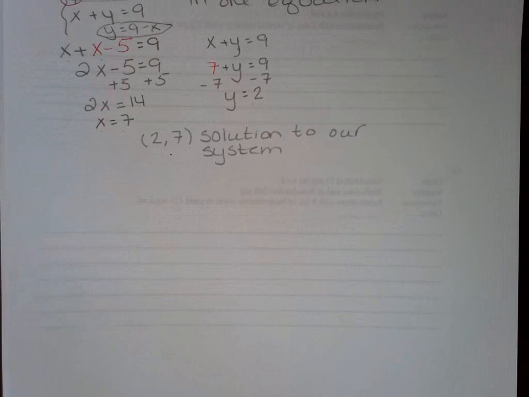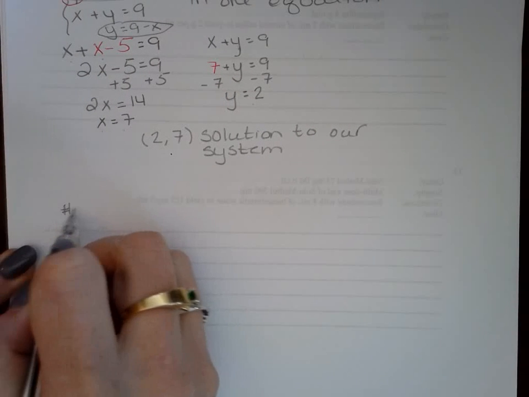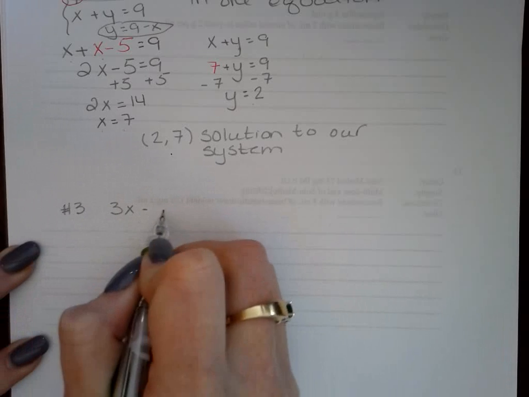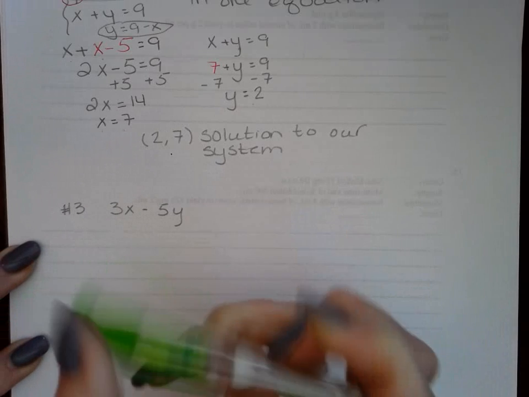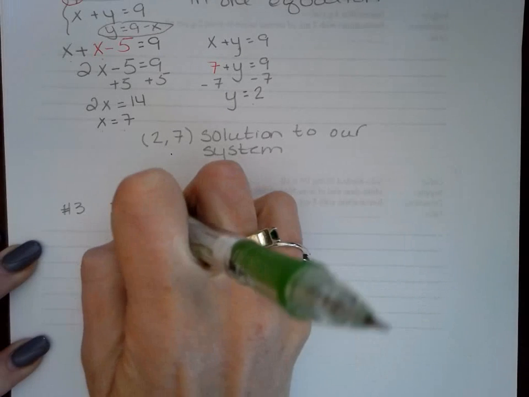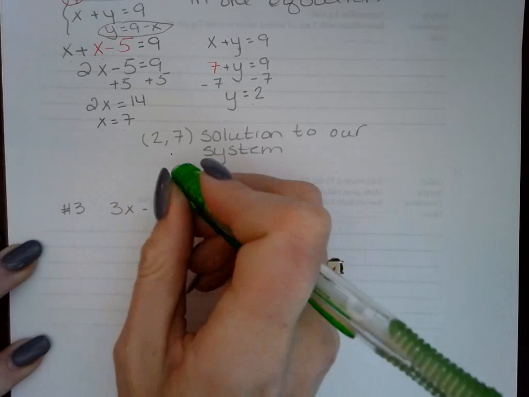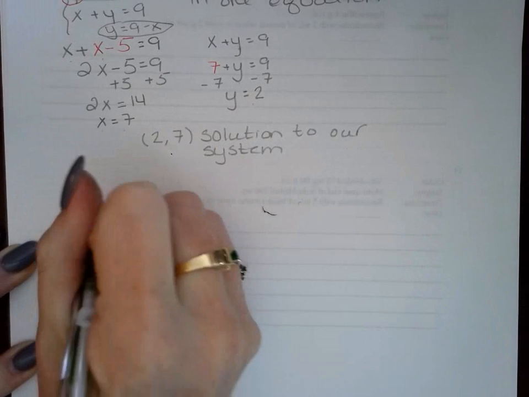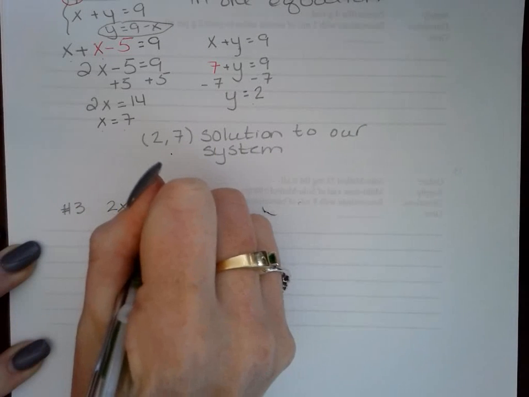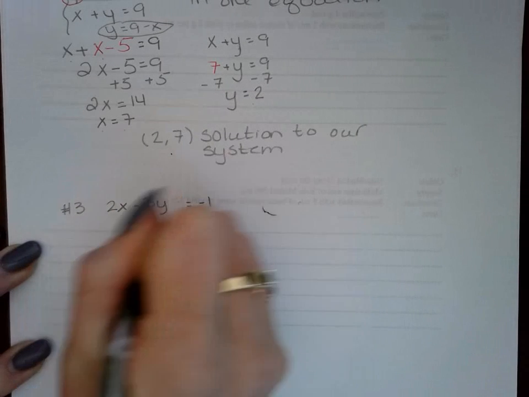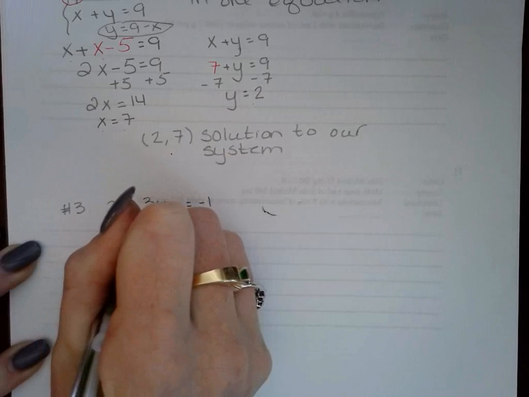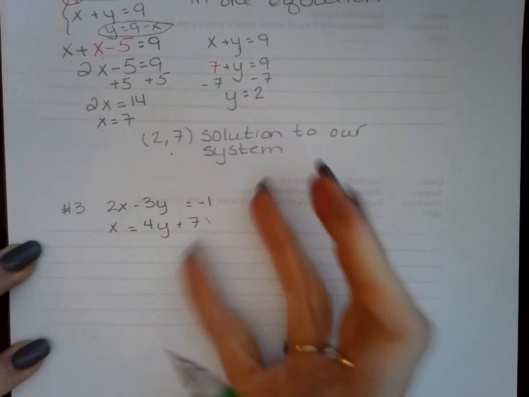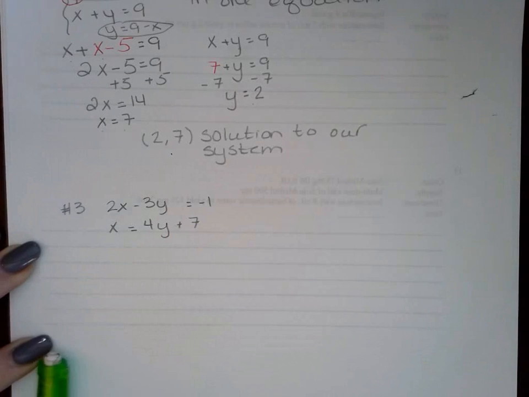Try another one. This is number 3. Oops, I'm copying the wrong problem. Sorry, I was doing number 5. All right, so question 3. 2x minus 3y is equal to negative 1, and x equals 4y plus 7.